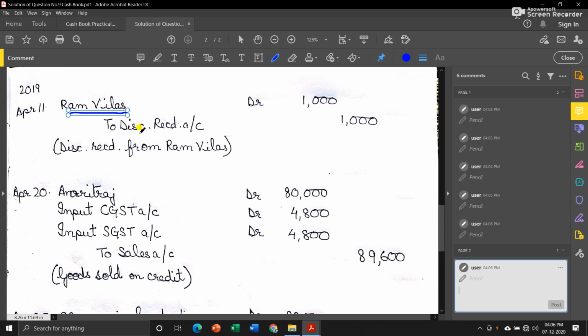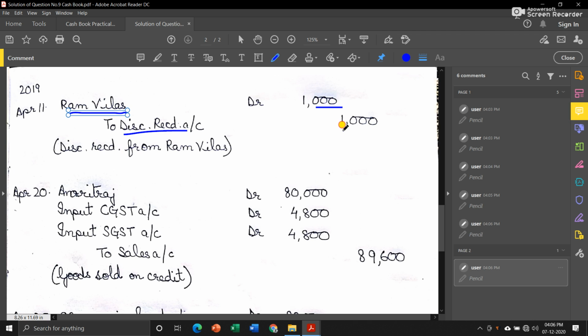Ram Vilas is the receiver and discount received account is always credited. So 1,000 each in both columns. Then in the explanation or narration you can write discount received from Ram Vilas.